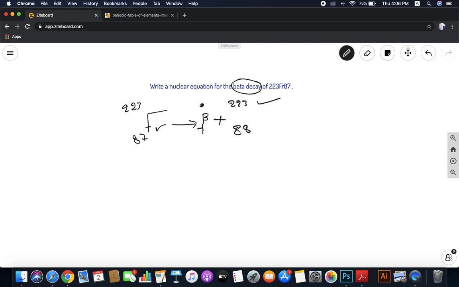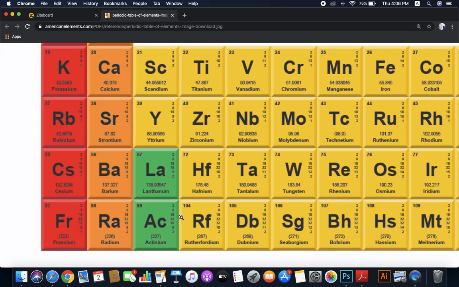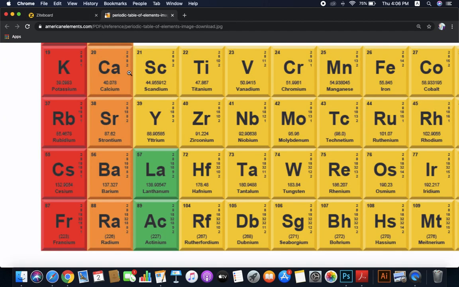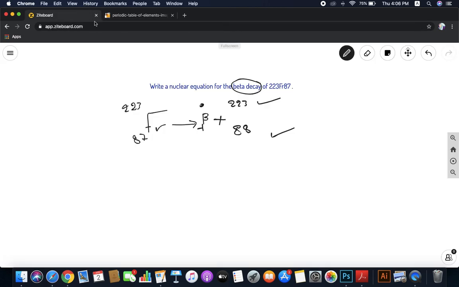88 plus -1 is 87, so the charges are conserved. Now I need an atom with 88 protons. I will go here, so it's Ra, which is radium.